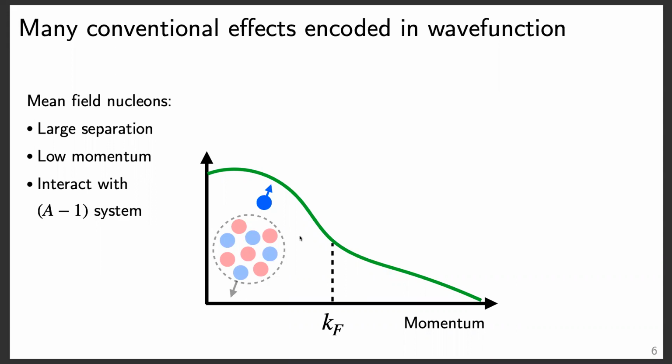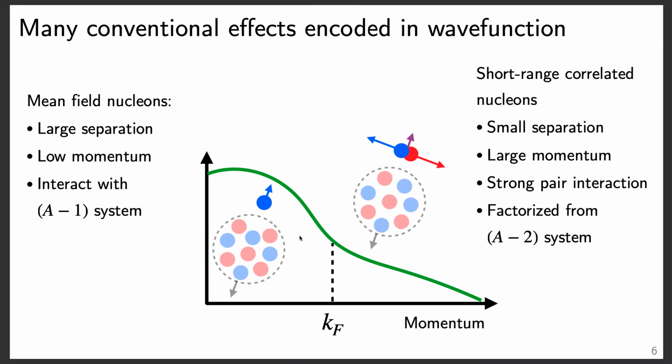When you go up above the Fermi momentum, this is where you find the short-range correlated nucleons. These are nucleons that have very small separation, they have very large momentum relative to each other, and they populate this high momentum tail in the nucleus. The pairs interact very strongly with each other, and in fact, you can factorize it from the A-2 system. So when these nucleons are in this short-range correlated state, they really don't care about the rest of the nucleus. They're interacting so strongly with each other that that's basically the only thing that they see.